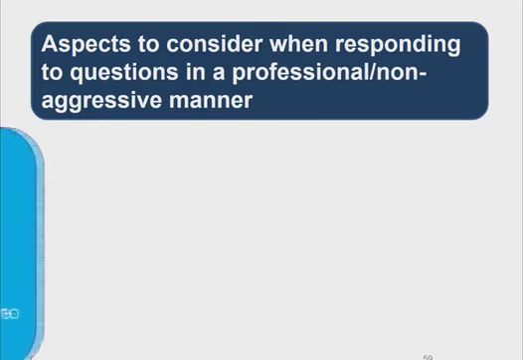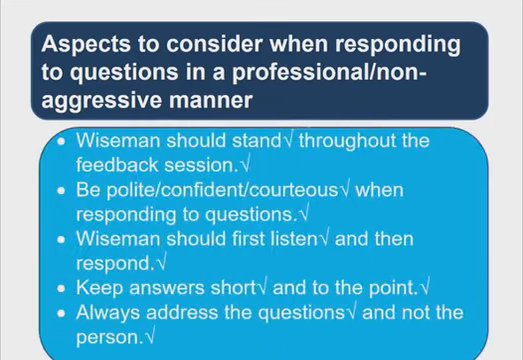And so, aspects to consider when responding to questions in a professional or non-aggressive manner. Let's look at those quickly. The presenter should stand throughout the feedback session. You should be polite, confident, courteous when responding to questions. You should first listen, then respond. You should keep answers short and to the point. You should always address the questions and not the person.